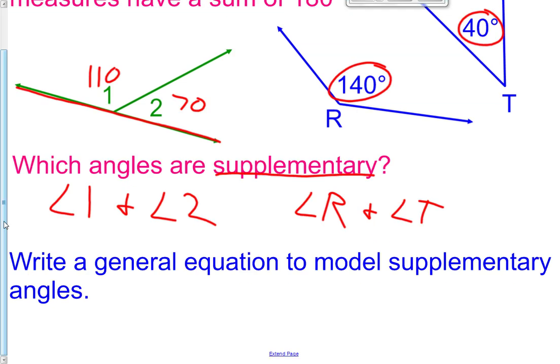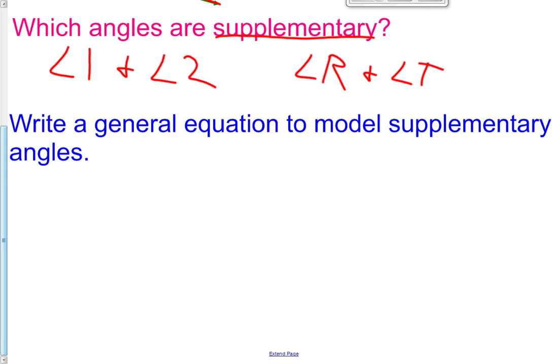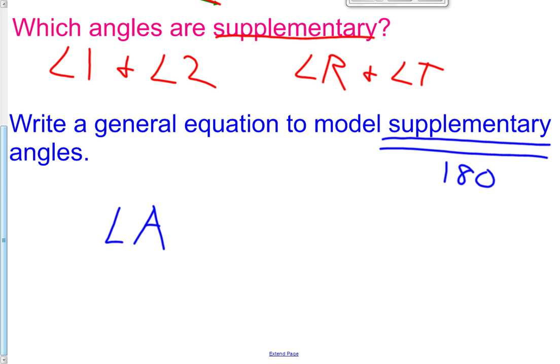On the last one, when we wrote a general equation, we said angle A plus angle B equals 90 degrees. For supplementary, that means 180 degrees. So we're going to use that same model. Angle A, we're going to sum, so it's going to add, angle B, and this time it equals 180 degrees. And there's a general equation to model every type of supplementary angle.